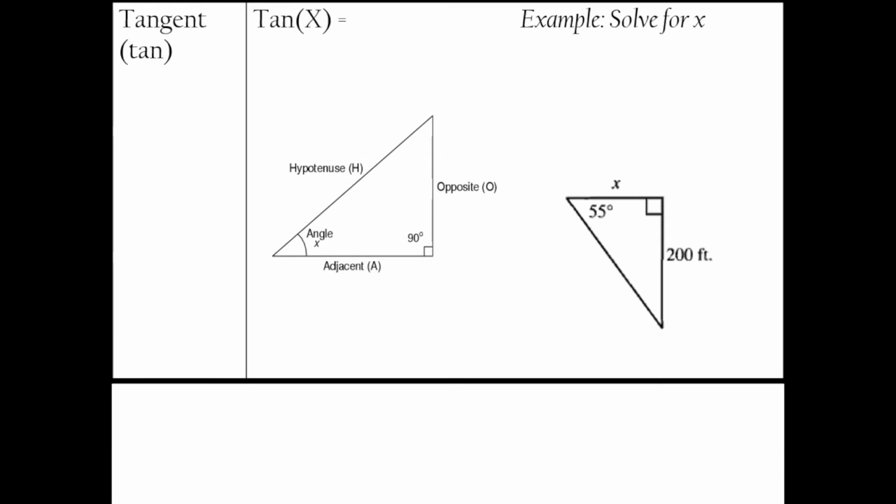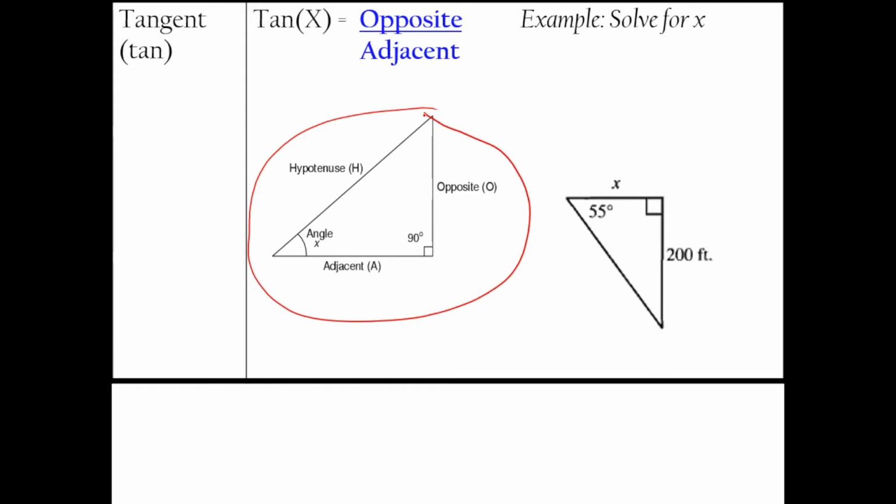Next, let's take a look at tangent. Tangent of x is equal to opposite over adjacent. Again, in case you forget, here is our triangle that has all that information on it. I highly recommend writing this down somewhere so that you guys can go back and look at it in case you need it. But let's take a look at an example problem over here to the right.